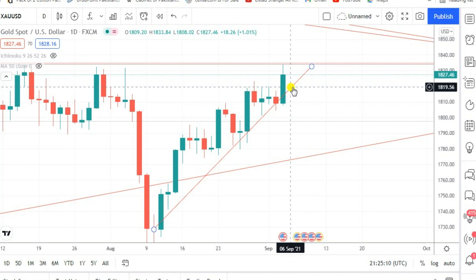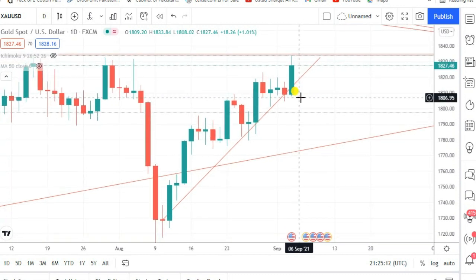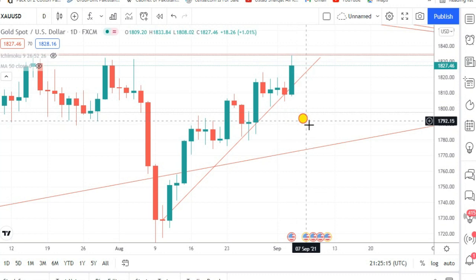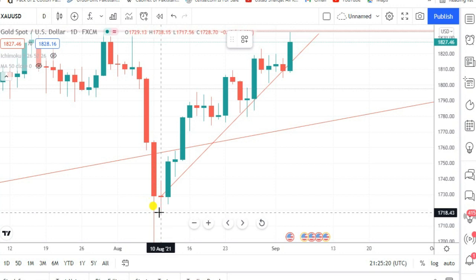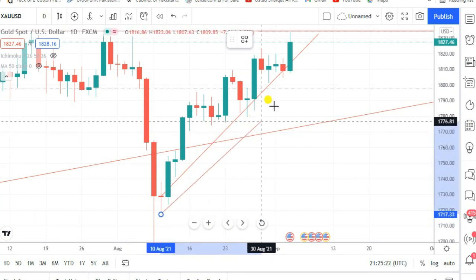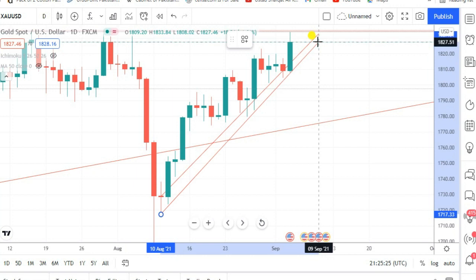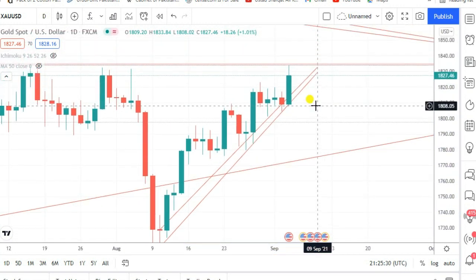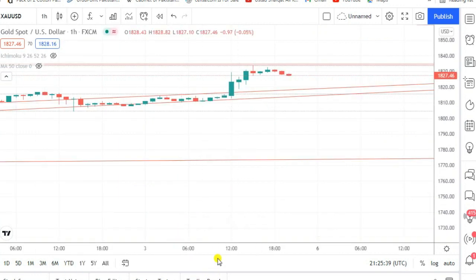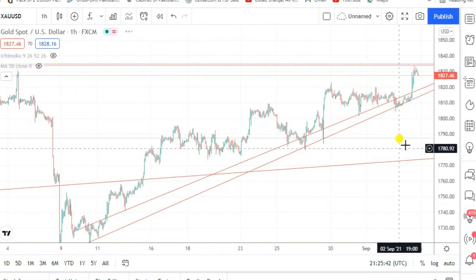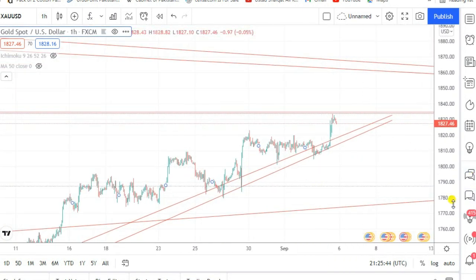Keep in mind this area 1819. I will also tell you about this area next. On the other side, you can also see one trend line on the basis of candles. Now we will move on to the 4 hour time frame, or I think the 1 hour time frame, and then I will tell you about the positions for gold.